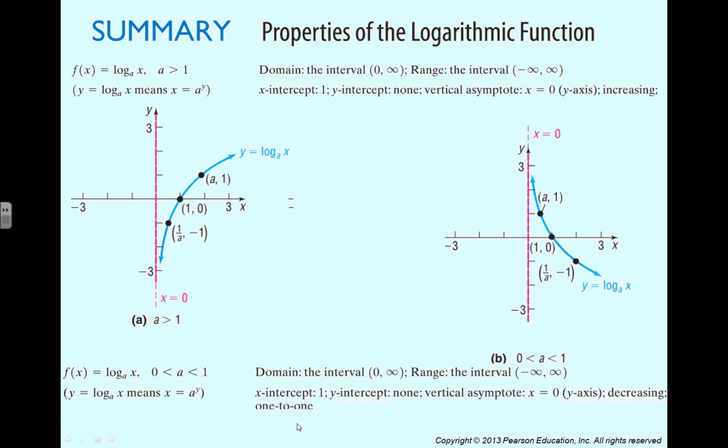All right, so here's the summary of properties of logarithmic functions, and that is our lesson for today.